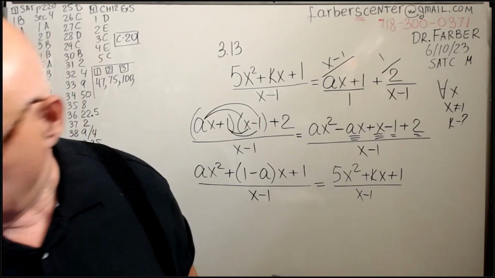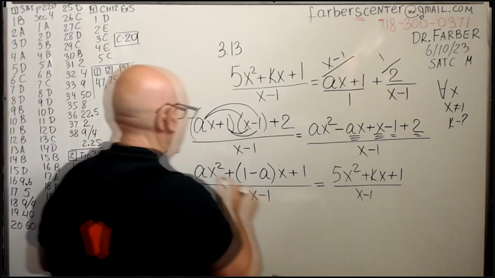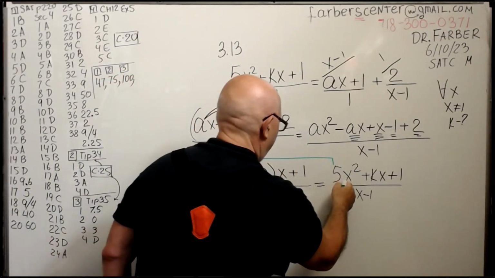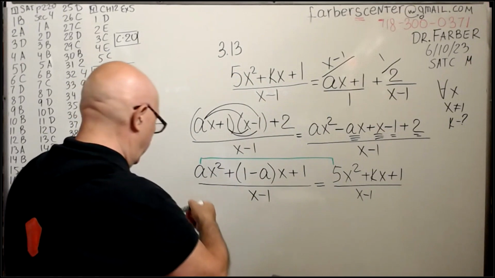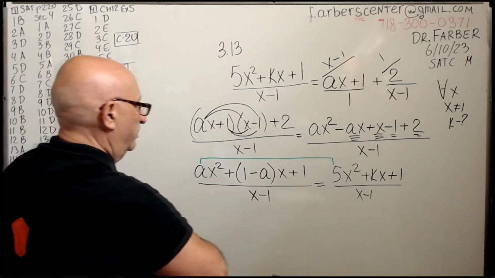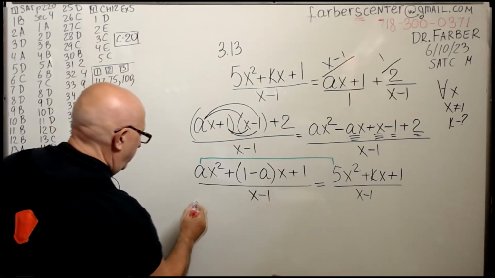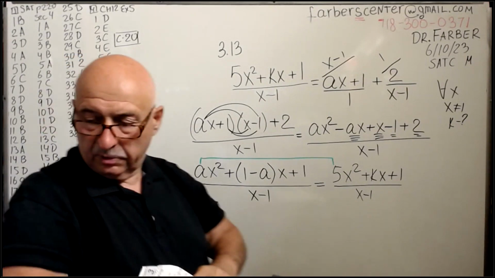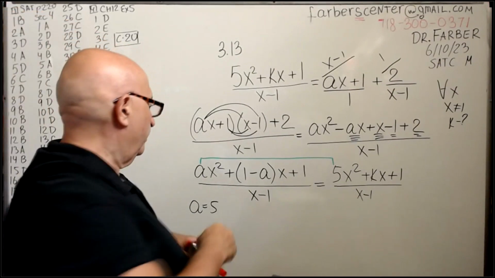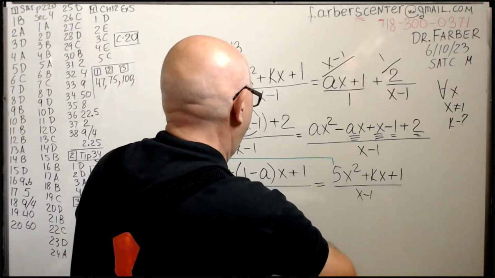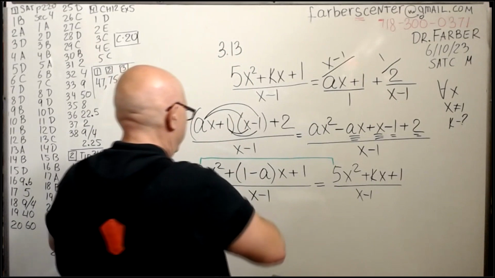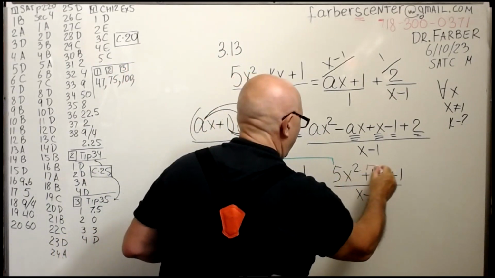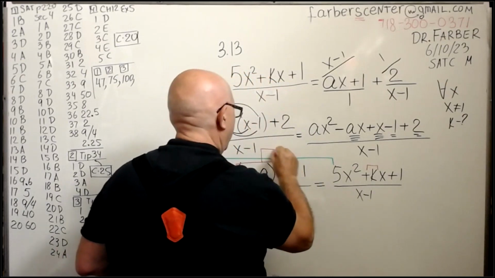Let's take this green. So a equals 5 based on symmetry. The coefficient in front of x to the second is the same. So a equals 5. The second coefficient, I take another color. The coefficient in front of x also must be the same. This must be the same.